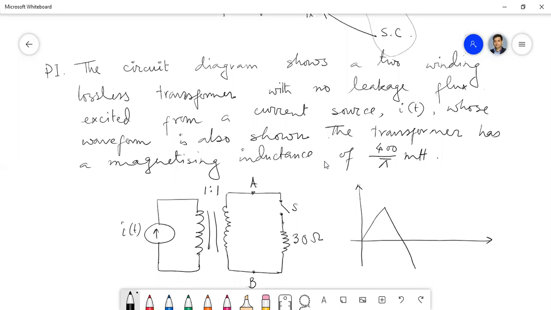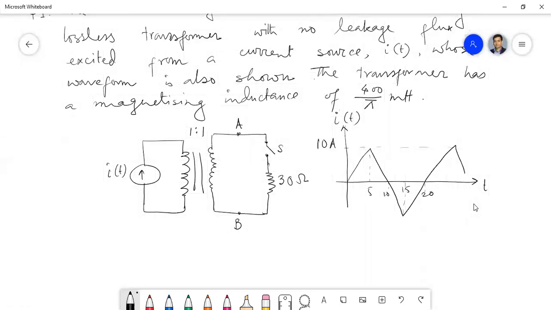This is a waveform. The maximum value is 10 amp. And this is 5. This is 10. This is 15. This is 20. Okay, so you have to find the peak voltage across A and B with S open.